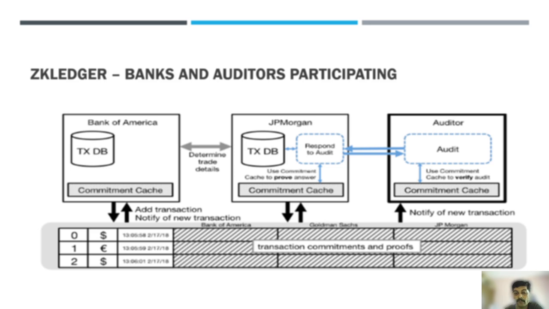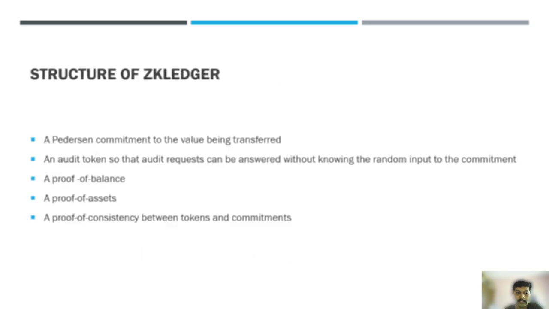When I say the transaction commitments, they are basically the Pedersen commitments, and the proofs are using non-interactive zero knowledge proofs. So that's part of the structure. But the proofs are of three different types. One is the proof of balance. It means that there are two invariants to this.